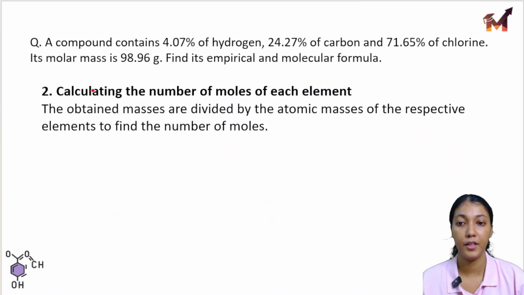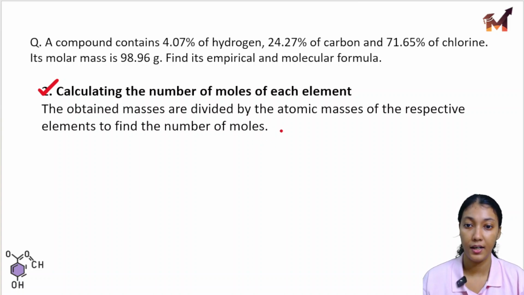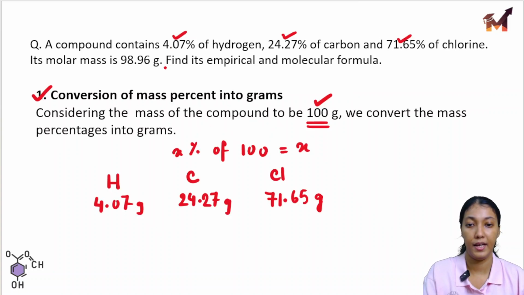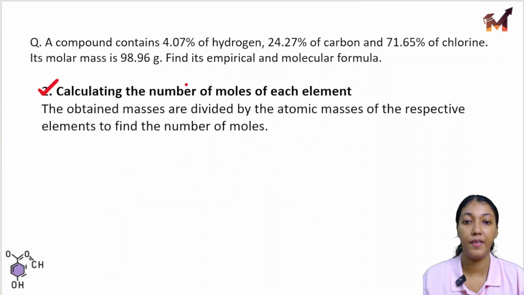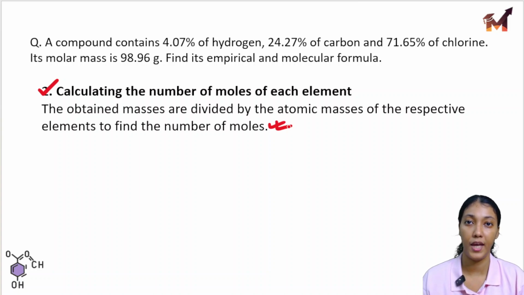Now let us look at step number 2. Calculating the number of moles of each element. This is a very important step. The obtained masses are divided by the atomic masses of the respective elements to find the number of moles. तो number of mole निकालने के लिए हमको क्या करना होगा? We have to divide the obtained masses, जो mass हमने यहाँ पे निकाले, we have to divide them by the atomic masses of the elements to find the number of moles. So in the second step, we have to find the number of moles. So let us do it.